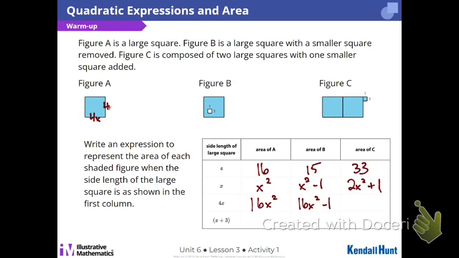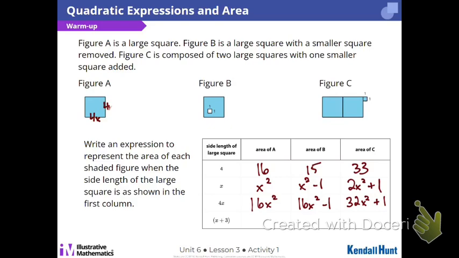And someone help me out with C then, right? So it'll be 32x squared plus 1. So 16x squared and 16x squared is 32x squared. So that plus 1 got in there early on, maybe, or something. But it has to be like terms to combine.